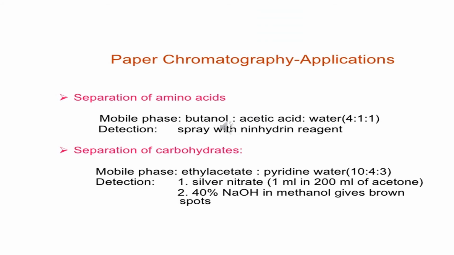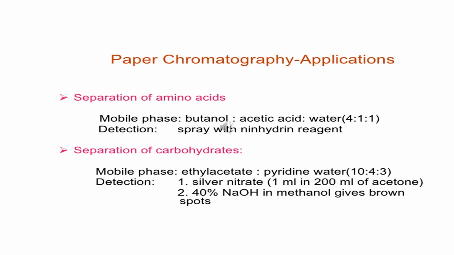Paper chromatography application: separation of amino acids. The mobile phase is butanol to acetic acid to water, that is 4 to 1 to 1, and detection is by spray with ninhydrin reagent.